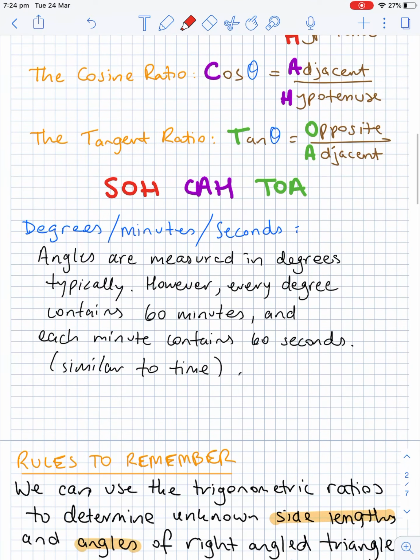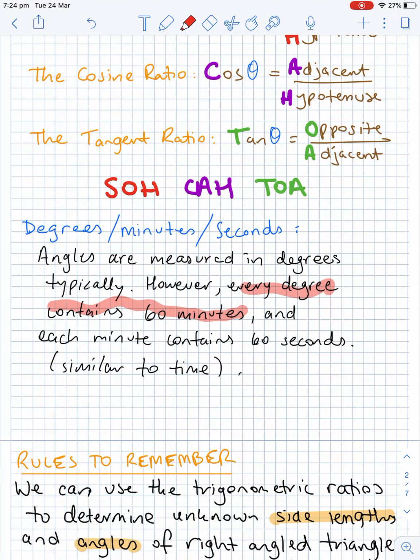The next one also is degrees, minutes, and seconds. Now, a lot of people forget this. This is to do with angles. Angles are measured in degrees typically, and we're usually pretty good with our degrees. We know what they are. But degrees are really tiny, and you do split degrees up. Every single degree contains 60 minutes, just like an hour.